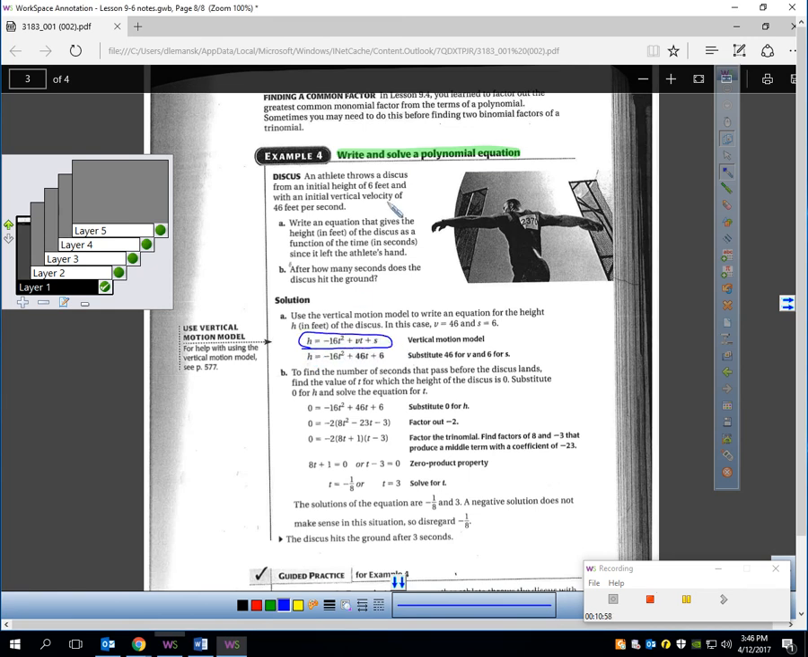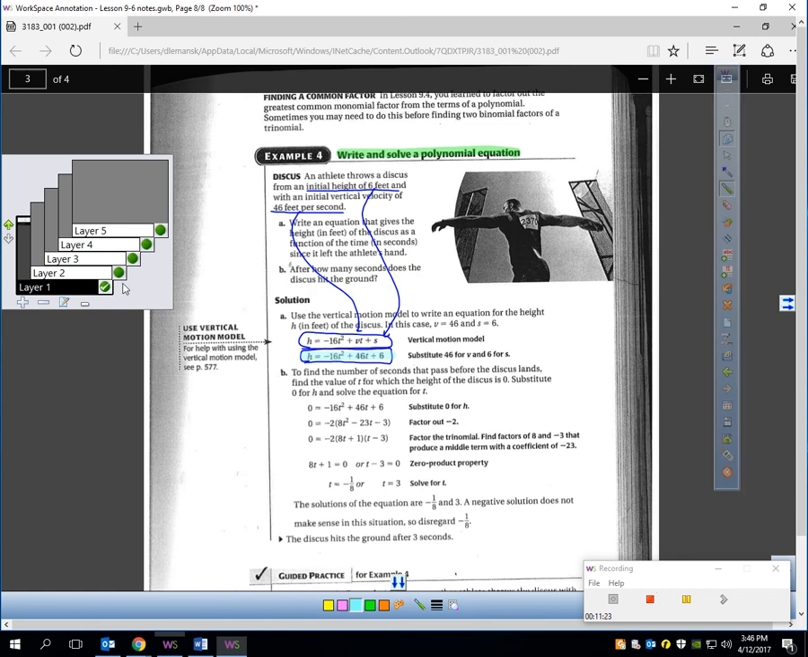And you notice the initial height is 6, so they plug that in for S. And the initial velocity is 46, and they plug that in for V. So there's your equation right here. Maybe I should have highlighted it. Let's highlight it. That'd be better. There's an equation that models the height of the discus at any time. After how many seconds does the discus hit the ground?